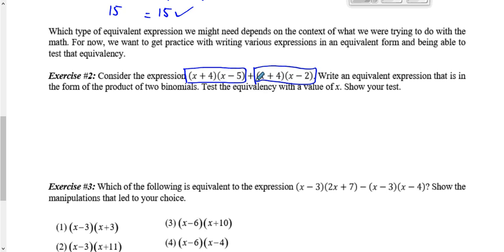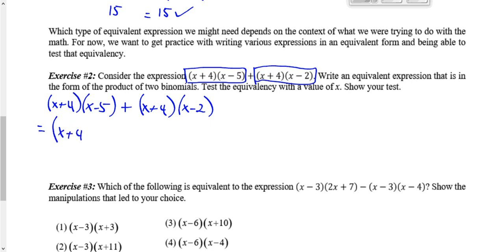Yeah, the x plus 4. Okay, so let me write this down. So we have x plus 4 times x minus 5, I'm just copying it down, plus x plus 4 times x minus 2. So their common factor is x plus 4, right? Let's factor that out of both of them. So x plus 4, and what will be left in parentheses? x minus 5 and x minus 2. Now watch what I do here.